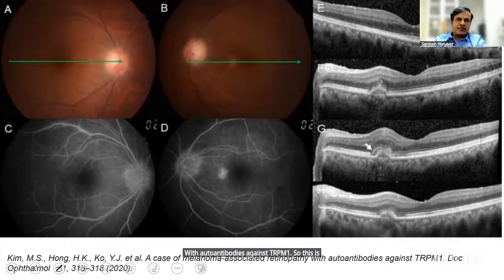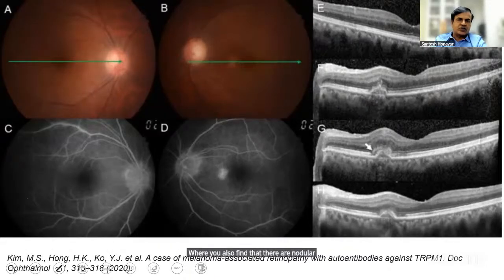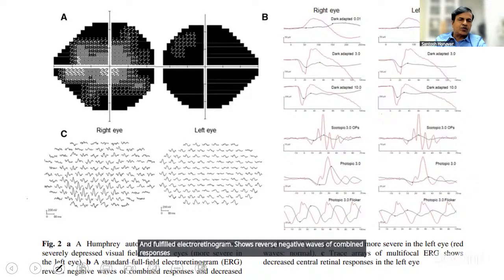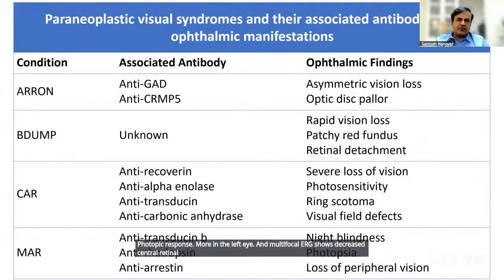So this is from the published literature, where you also find that there are nodular excrescences in the choroid, which can also happen along with this condition. Here you find that the visual field is almost completely obliterated, severely depressed visual fields, and full field electroretinogram shows reverse negative waves of combined responses and decreased amplitude of photopic response, more in the left eye, and multifocal ERG shows decreased central retinal responses in the left eye.